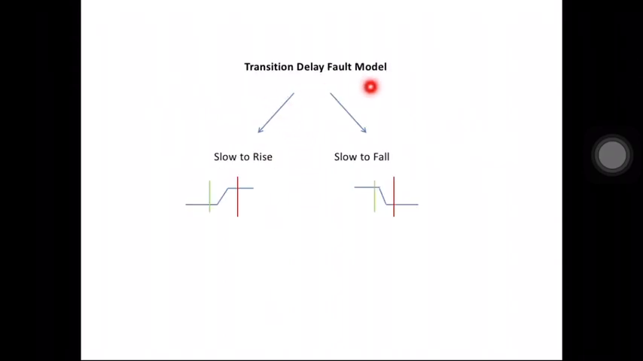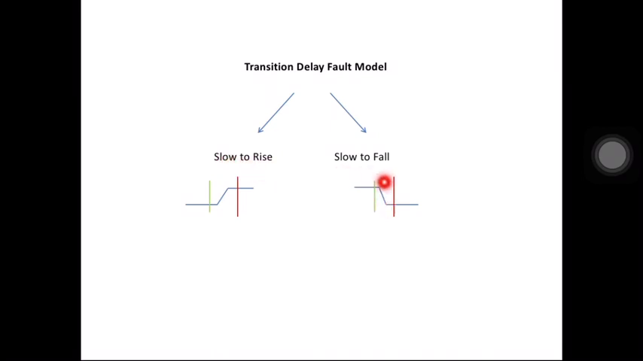Transition delay fault models are two types. One is slow to rise and the other one is slow to fall. Slow to rise means when the system is at the maximum operation speed, it is unable to produce a transition from 0 to 1 at a particular node. This is known as slow to rise.